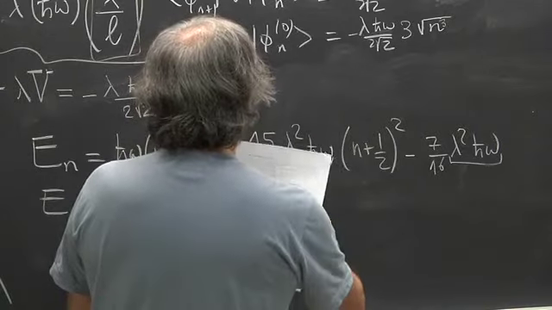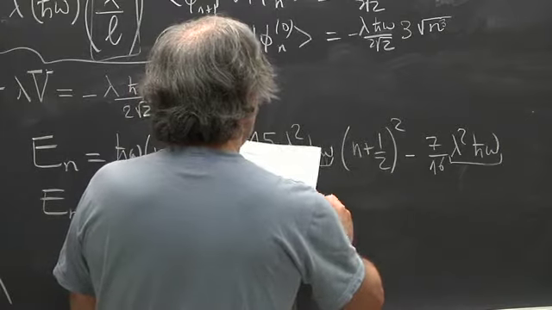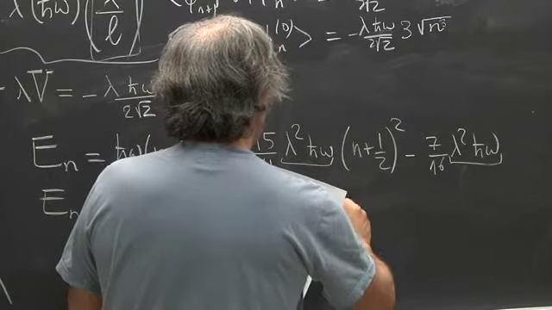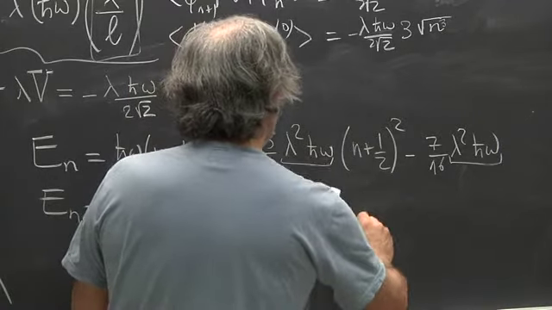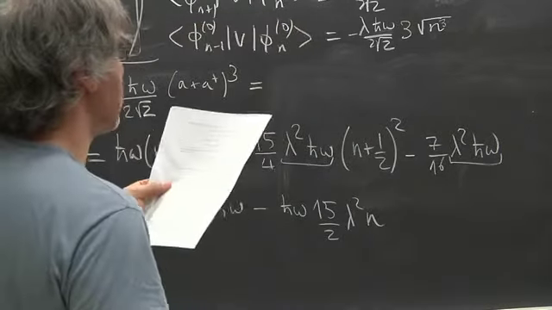But this doesn't count. If you calculate, you get the following. You get minus h bar omega, 15 over 2 lambda square n.